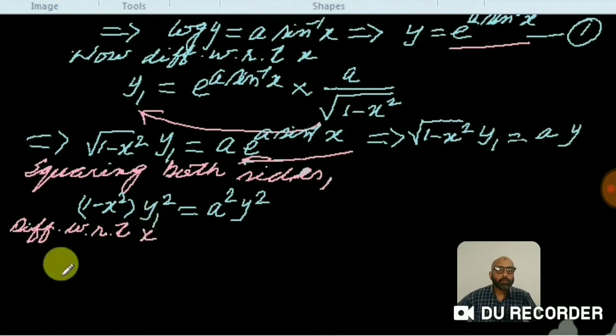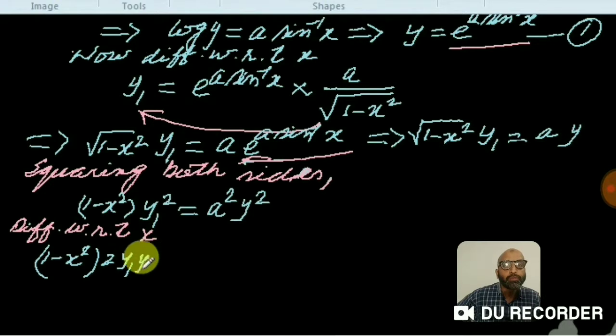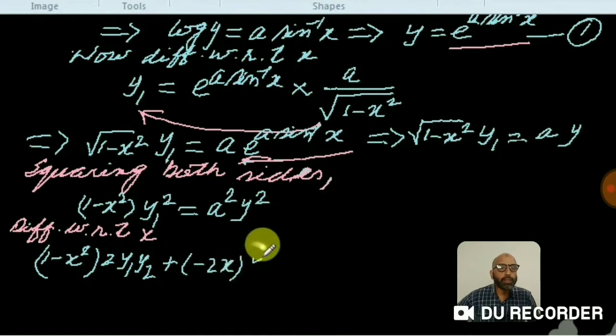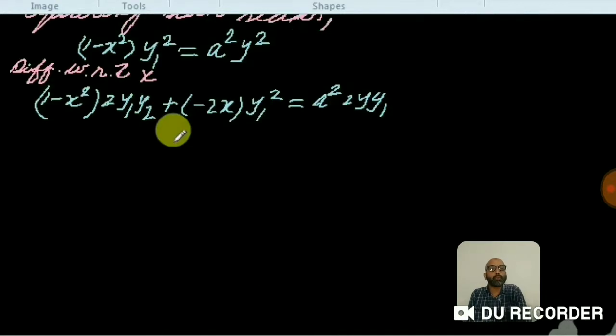x, we get first function 1 minus x square as it is, differential of second function, that is y1 square, whose differential is 2y1 into y2, plus differential of first function, that is minus 2x, and second function y1 square as it is, equal to a square, which is a constant coefficient as it is, and differential of y square is equal to 2y y1.